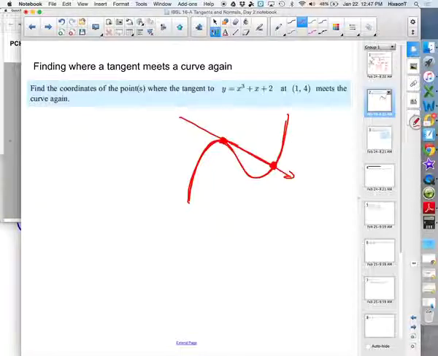So the first thing we need to do is figure out what this tangent line is. This is building on what we were just doing with the tangent line. So take a minute here and find the equation of the tangent line first from that point 1, 4. Take your derivative, find your slope, use your point slope form, and find the equation of your tangent line.